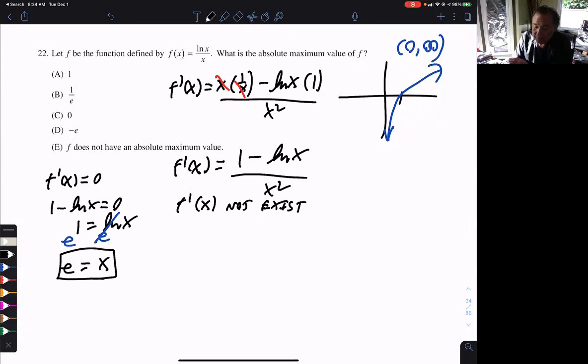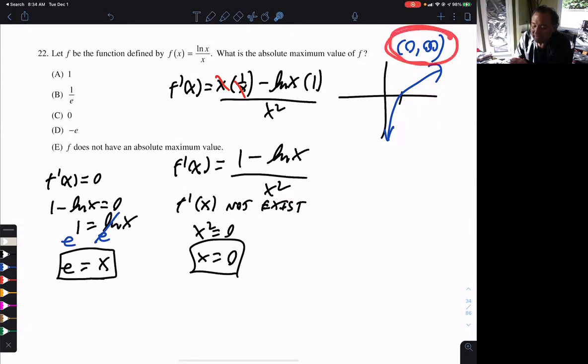It doesn't exist if I divide by 0. So when the denominator equals 0. Do I have two critical points? And the answer is no, because remember, what is the domain of my function? 0 is not part of the domain. If that's not part of the domain, it can't be a critical point because it's not even part of the graph. So at this point, I only have one critical point.